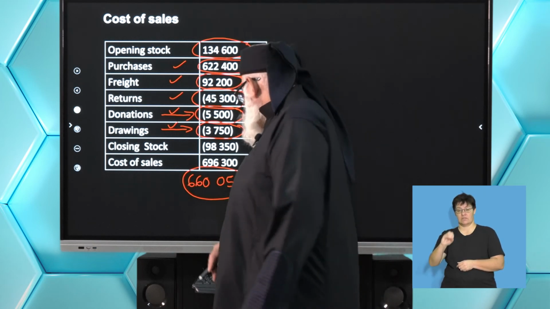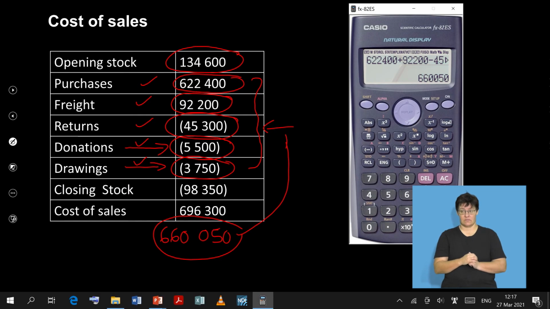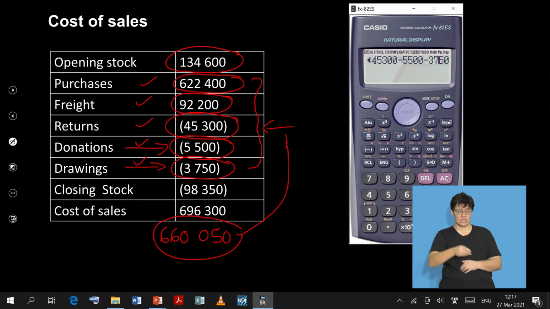660,050. Let's just check if we did the correct calculation. It was 622,400, plus the 92,200, minus the 45,300, which was my return, minus the 5,500, which was my donations, and then minus the 3,750, which was my drawings. Then eventually it gave us our answer of 660,050. Okay, there we go. Let's continue with the question.